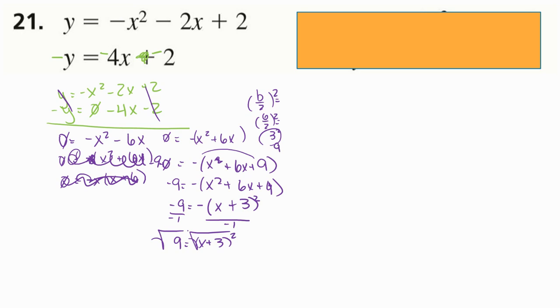Take the square root. So plus or minus 3 equals x plus 3. So minus 3. So x is going to be a positive 3 minus 3, and a negative 3 minus 3, which means a 0 and a negative 6. So x is 0 or x is 6.